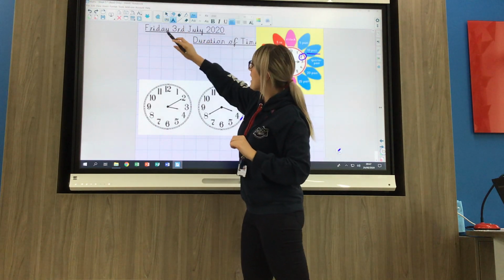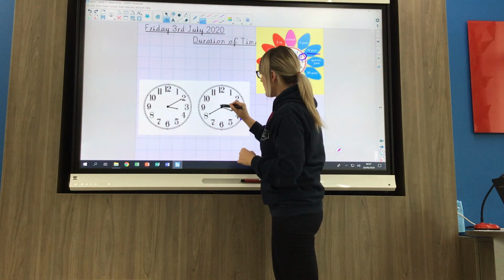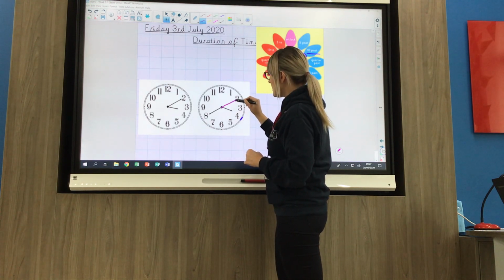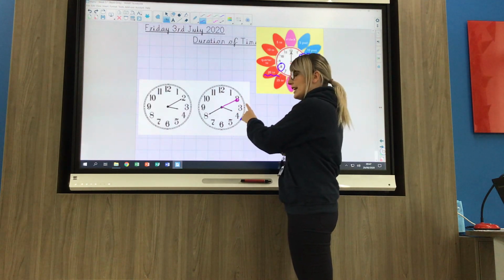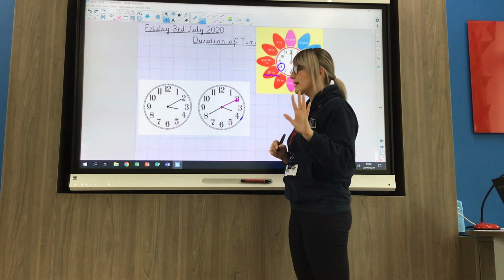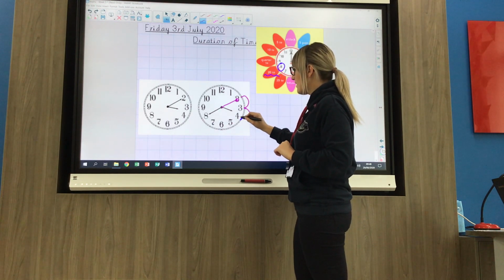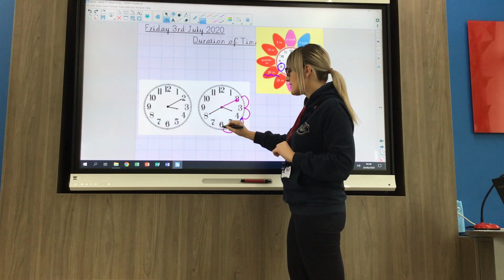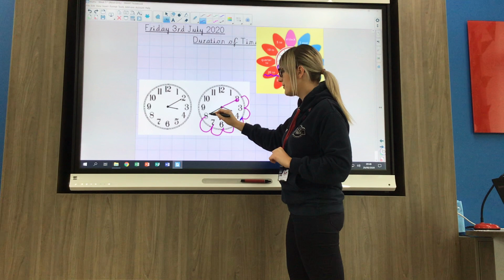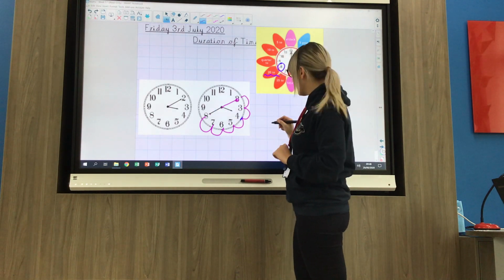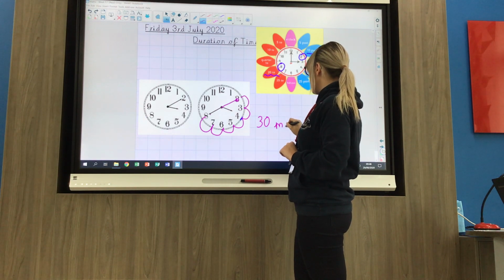So what I'm going to do to help me is draw on the arrow. That's where my minute hand was, and I'm going to count my jumps. So remember, each number represents 5 minutes. Let's count with me. 5, 10, 15, 20, 25, 30. And I'm stopping there, because that's where my minute hand is. So it's 30 minutes.